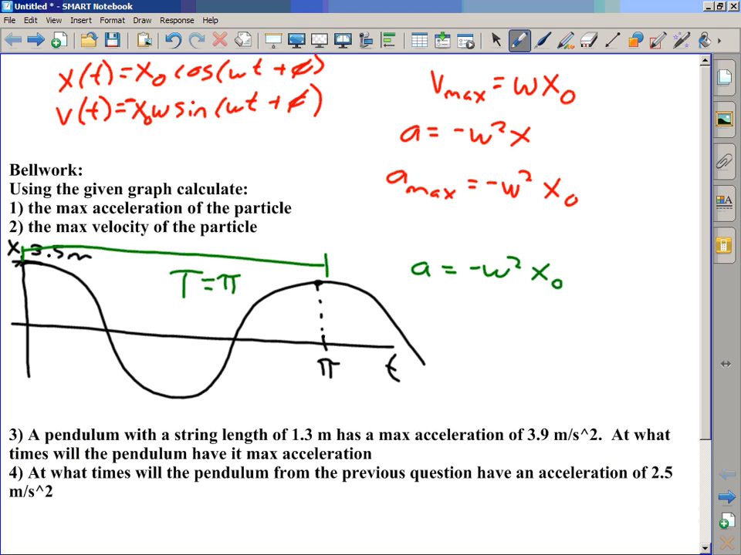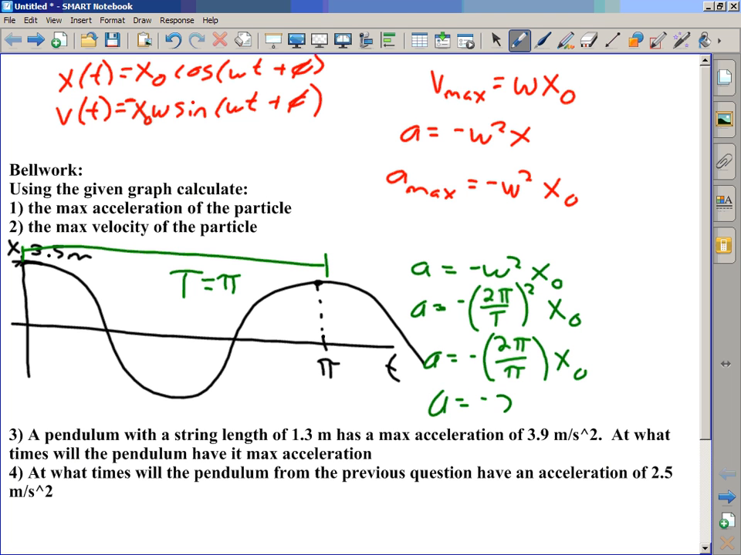So as Drew pointed out, a is going to equal negative 2 pi over T squared times x naught, so a equals negative 2 pi over pi, squared, times x naught. So a is going to equal negative 2 squared times 3.5, right? So a is going to equal negative 4 times 3.5.